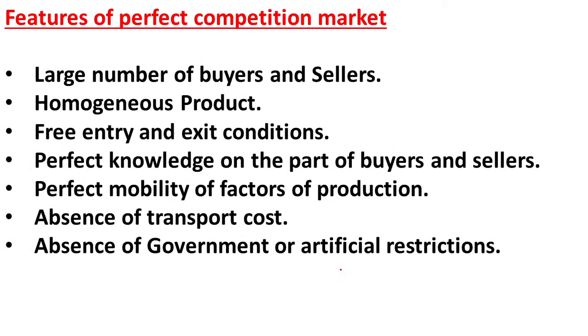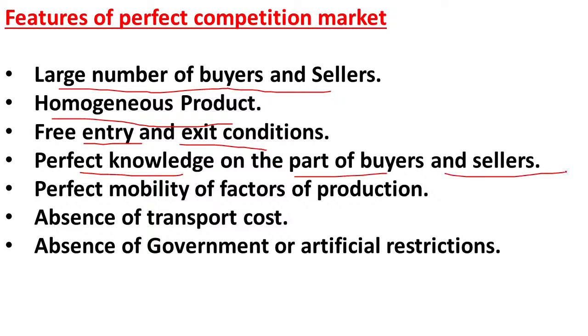Many times questions will arise on the features of the perfect competition market, so we need to go through these features. The first feature is that there are a large number of buyers and sellers in the market. Then the sellers are selling a homogeneous product, and there is free entry and free exit. Anybody can enter the market, anybody can leave the market, and there is perfect knowledge on the part of buyers and also on the part of sellers. Then there is perfect mobility of factors of production. There is no transportation cost included in the price in perfect competition market. If you move to other types of market, they will include the transportation cost, but in perfect competition market the transportation cost is not included in the price.